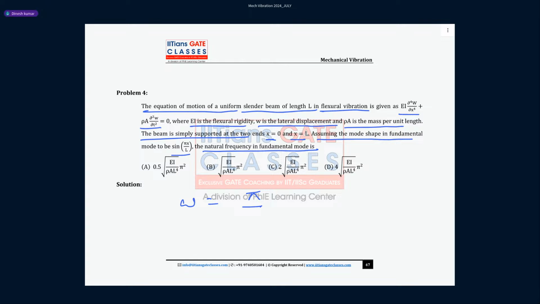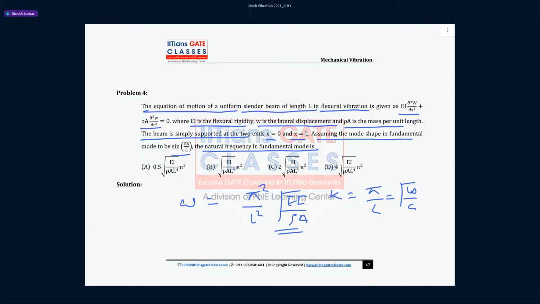Or we can check by here also. The mode shape is sine kx, right? So k is coming as pi by L. And what was the k? K was under root omega by c. So it is correct, pi square by L square under root EI by rho A. K equal to pi by L, which is nothing but under root omega by c. So what is omega? Pi square by L square into c, and c is what?